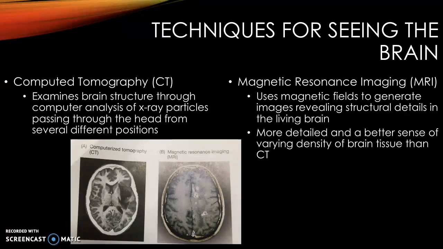There are many different techniques for seeing the brain. The first is computed tomography, or a CT, which examines the brain structure through computer analysis of X-ray particles passing through the head from several different positions. This is shown in Figure A. Another way of seeing the brain is magnetic resonance imaging, or an MRI. This uses magnetic fields to generate images revealing structural details in the living brain. It is more detailed and gives a better sense of the varying density of brain tissue than a CT.